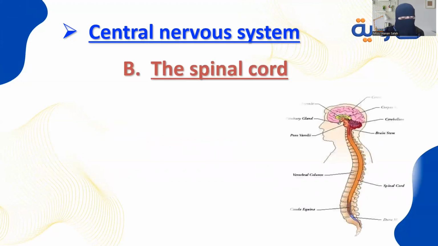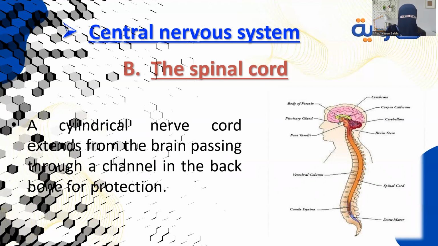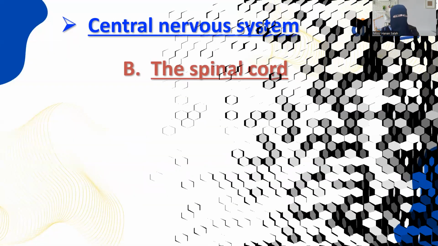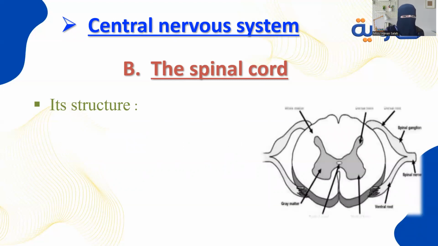What is the spinal cord? Spinal cord, it's the part inside the backbone, and it's a cylindrical nerve. So it's inside the backbone, and it is protected by the backbone that it's located inside. The spinal cord controls two very important processes. But before going to the importance, let's see the structure. What is the structure of spinal cord?